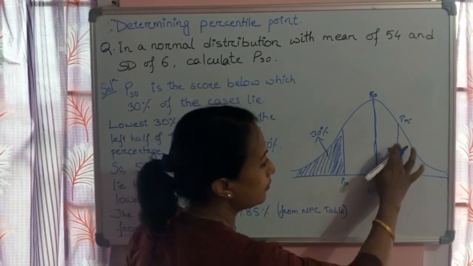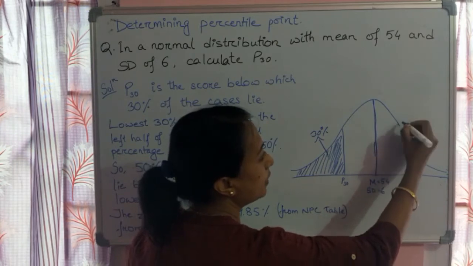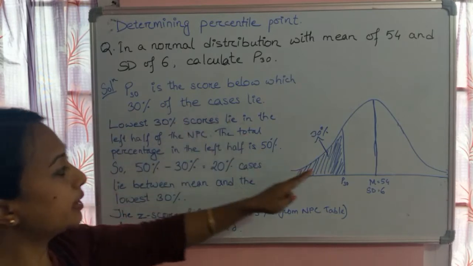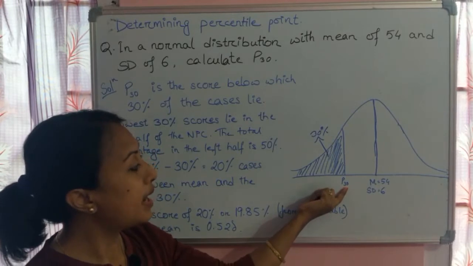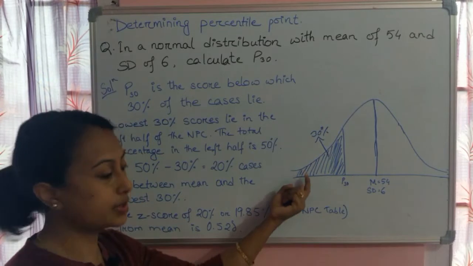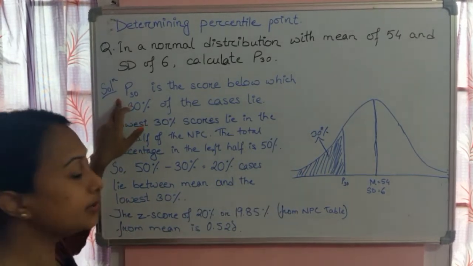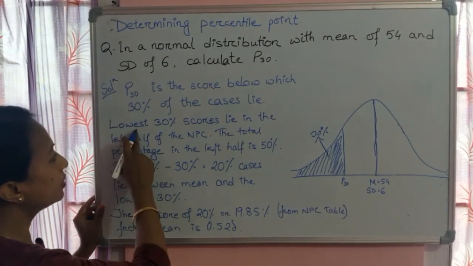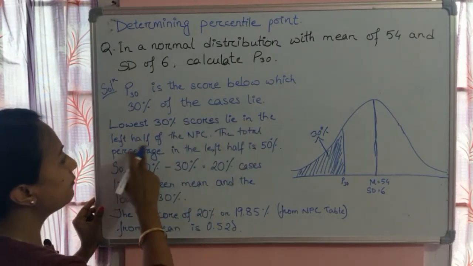So at present for this question we need to find out P30. P30 is the score below which 30% of the cases lie. This is the P30 that we have to find out, and below this score there are 30% scores or cases. So this is the first thing that we have written, that P30 is the score below which 30% of the cases lie. Then we write: lowest 30% scores lie in the left half of the NPC.